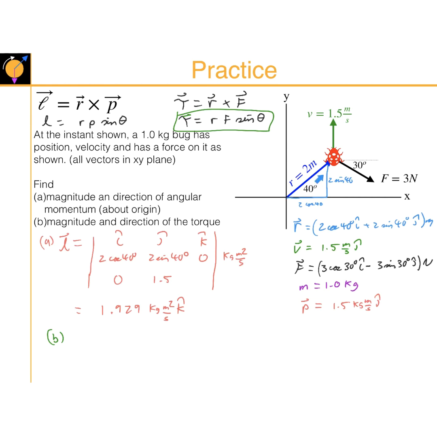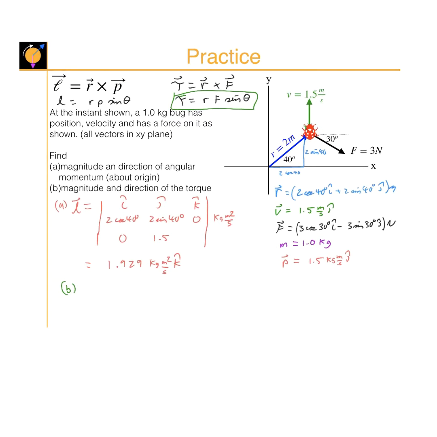That means that this bug is rotating around an axis. Its angular momentum is around an axis perpendicular to the page, so it's sort of rotating around an axis like this. The direction of the angular momentum points along the axis that it's rotating around. Same for the torque. We're going to get a direction for the torque, and that's just going to point in the direction of the axis about which the force is exerting a torque.